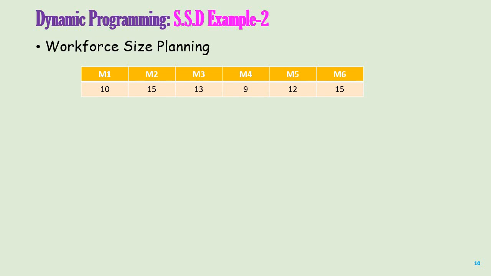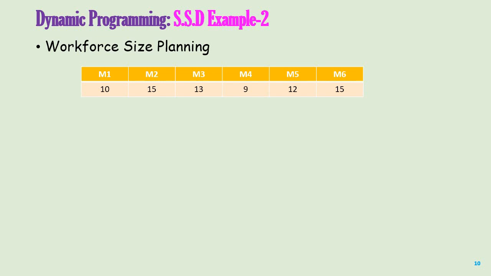Now the contractor knows that the maximum number of employees that he needs is 15 and the minimum is 9. However, he is not sure how many employees or how much workforce to have during each of these months. He cannot have less than the minimum number of workers.